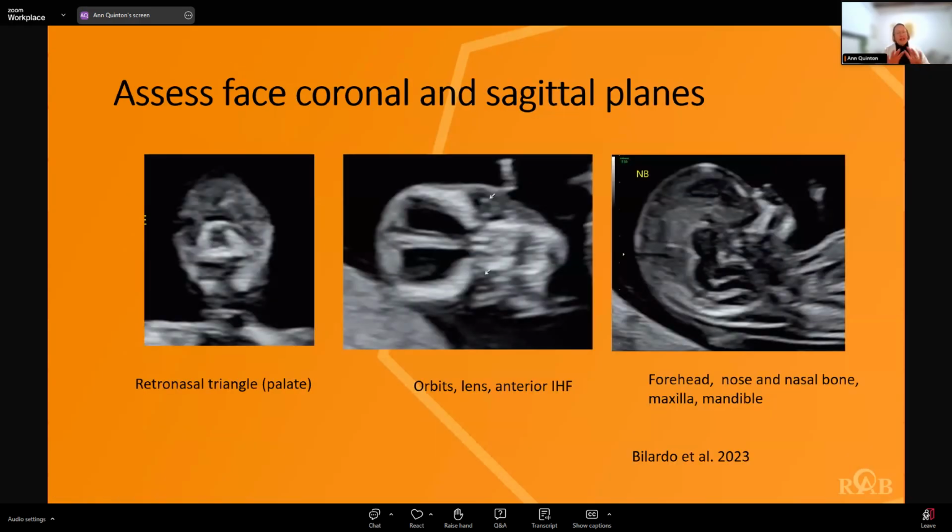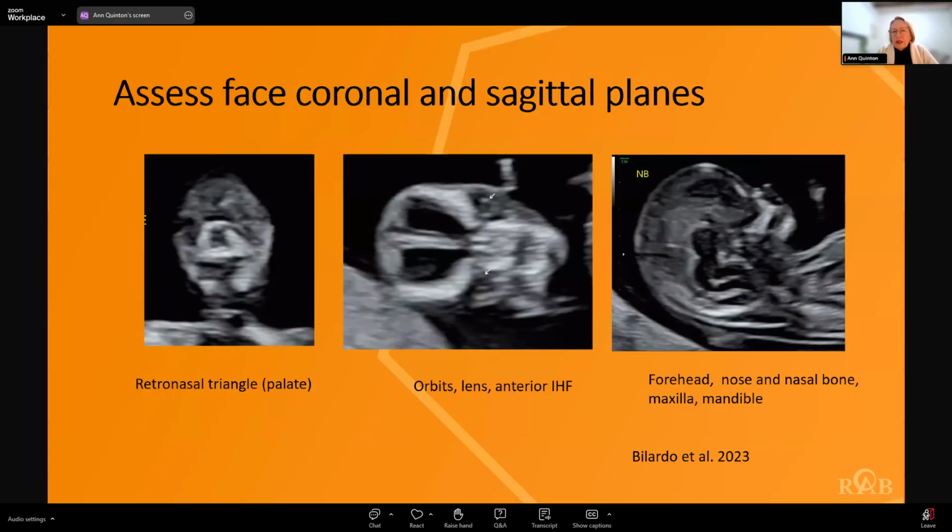All right. Now, when we're assessing the fetal brain, it's really important as well to assess the face, because sometimes brain anomalies are associated with facial anomalies. And once I had a fetus that had quite major facial anomalies, and the brain looked quite normal.